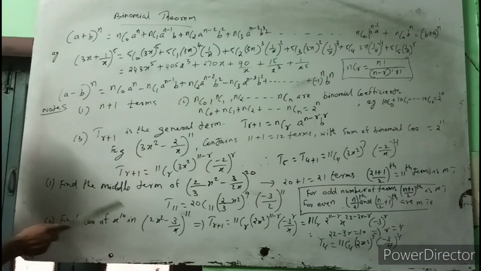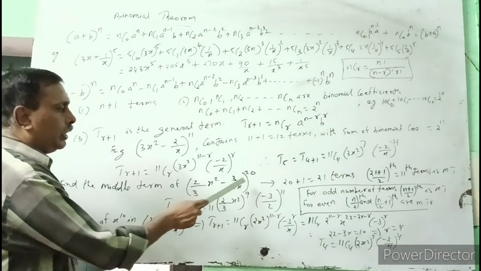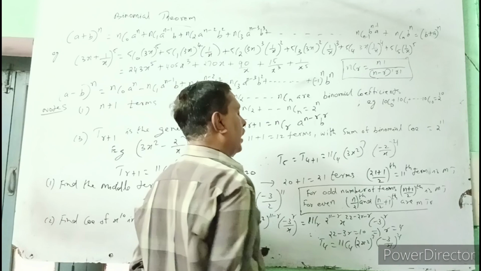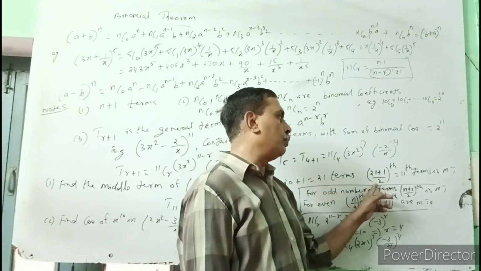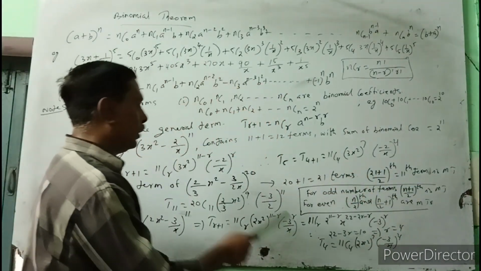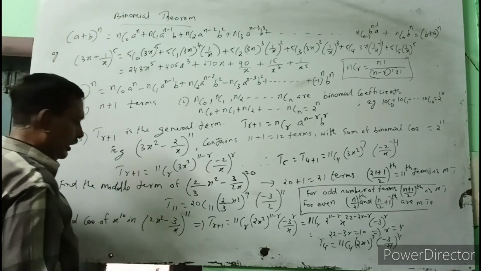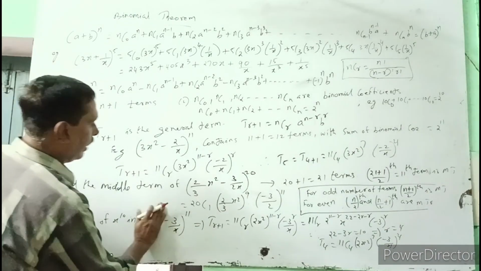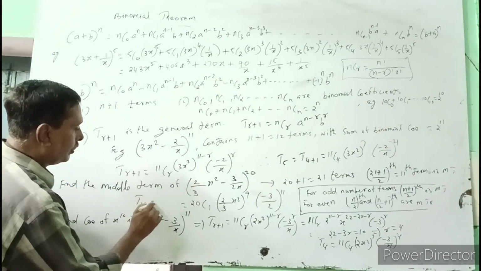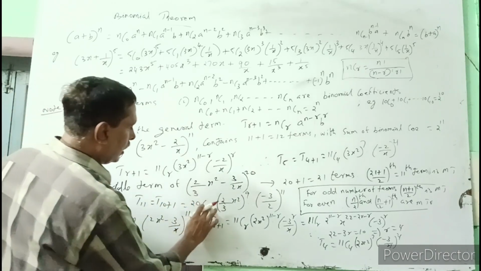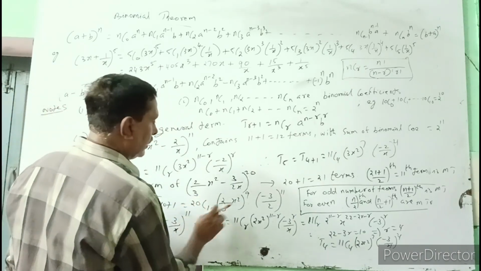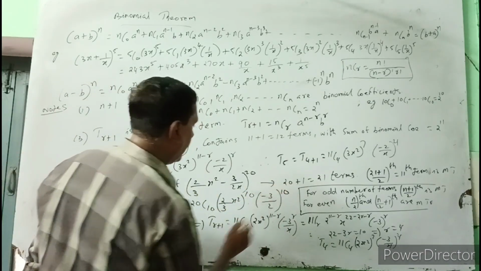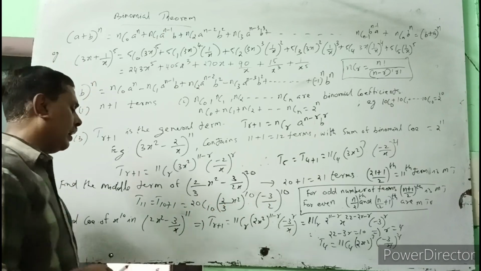Then one or two questions are written: find the middle term. Here 20 is there, so 21 terms will be there. Since there is an odd number of terms, there will be only one middle term, that is (21 plus 1) by 2, the 11th term is the middle term. So you can find the 11th term. T11 is equal to T10 plus 1, so this will come as 20C10. The difference of 20 and 10 is 10, and this also will come as 10. I have not simplified; this is the middle term.